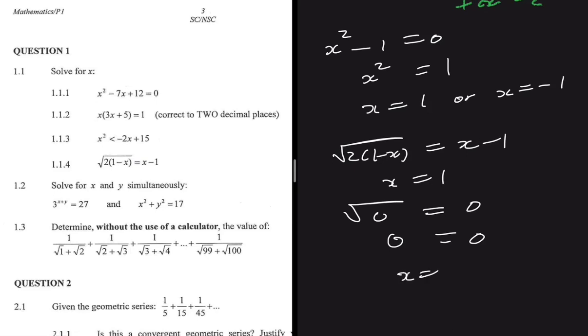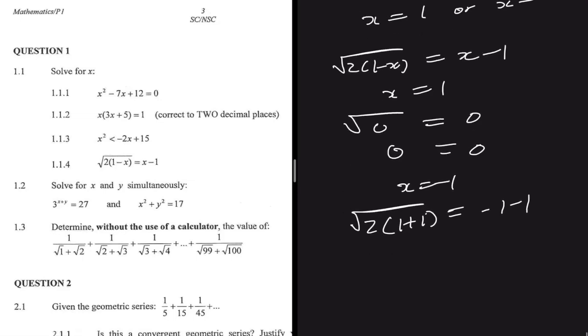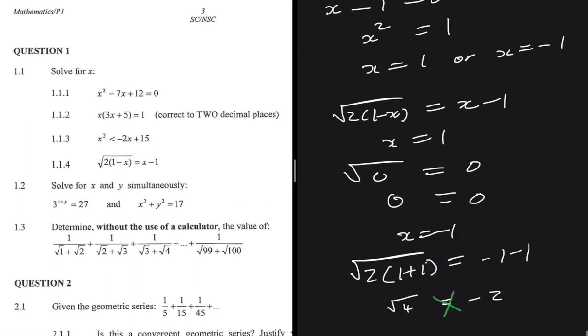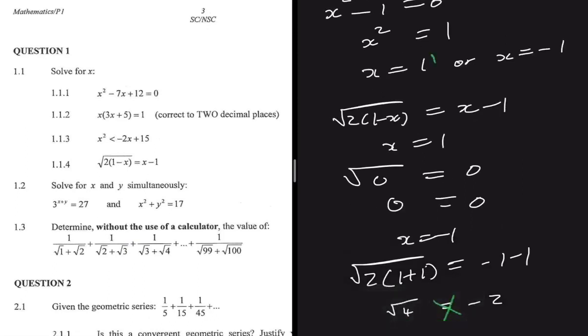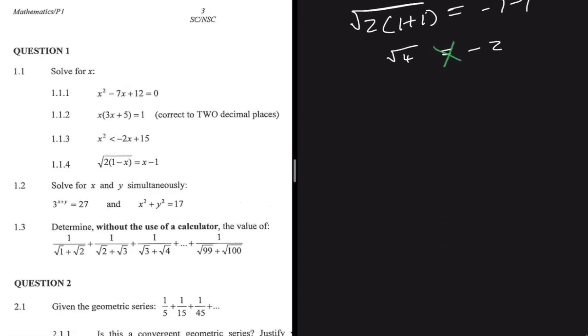What about when x equals minus 1? Let's see. We're going to have 2 multiplied by 1 minus x. So that is 2 multiplied by 1 plus 1. Basically 2, right? And then we're going to have minus 1 minus 1. So here on the left hand side, we're going to have the square root of 4 equals minus 2, right? So you can see that this doesn't hold. So our answer here is only supposed to be x equals 1, right? And then 1.2.